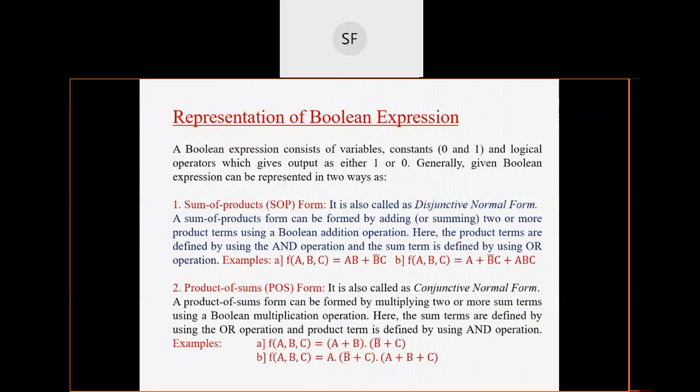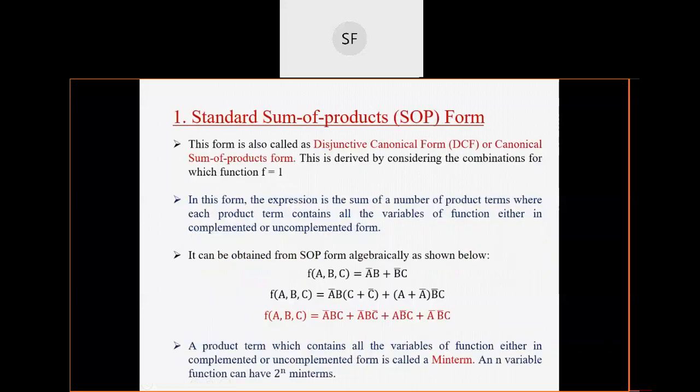Then we have seen that a Boolean expression can be represented in two ways, either sum of product or product of sum. So this is the general sum of product. Assuming an example, it was a function of three variables, but you can observe that in each term one variable was absent. In this term C was absent, and in this term A was absent. So it is not a standard SOP form.